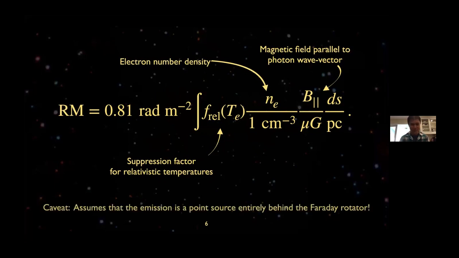But there's a major caveat or set of caveats here, which is that this equation implicitly assumes, as in that picture that I showed before, that the emission is a simple point source entirely behind this Faraday rotator. Whereas we think in these accretion flows that the emission and the Faraday rotation are co-spatial. So we'll be exploring to what extent this is actually true.